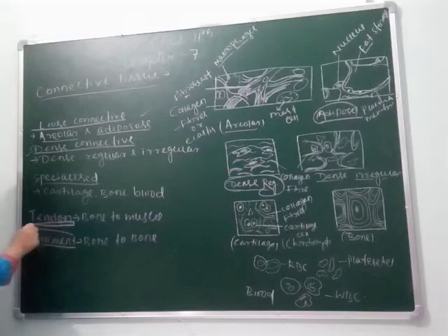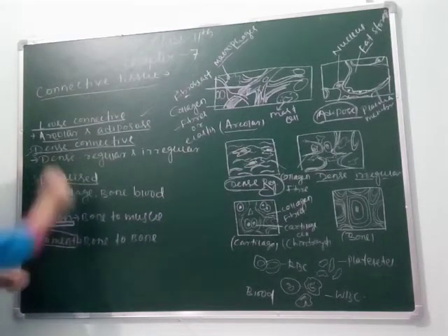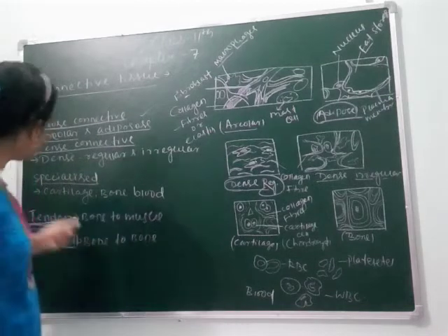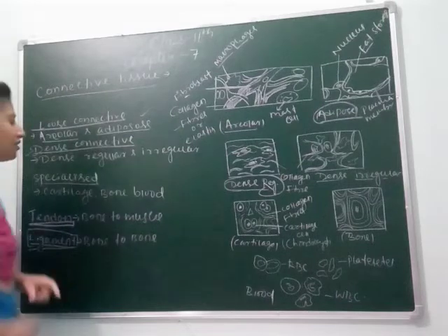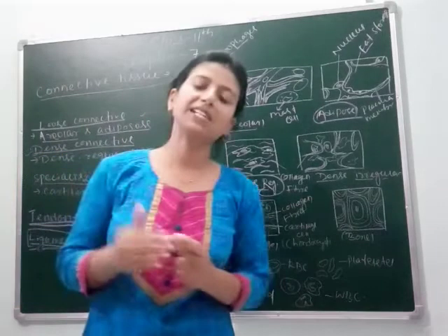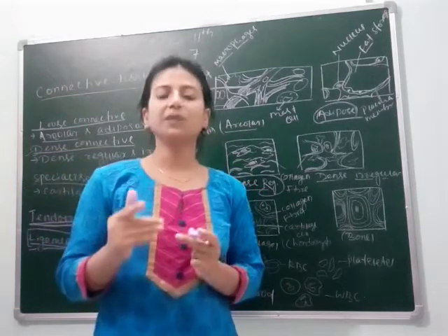These are the two examples of dense connective tissue. Okay, students? Dense connective tissue. The examples are tendon and ligament. What is the function of tendon? Tendon helps in attaching bones with muscles.